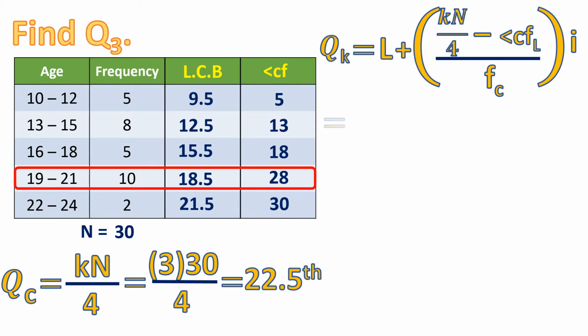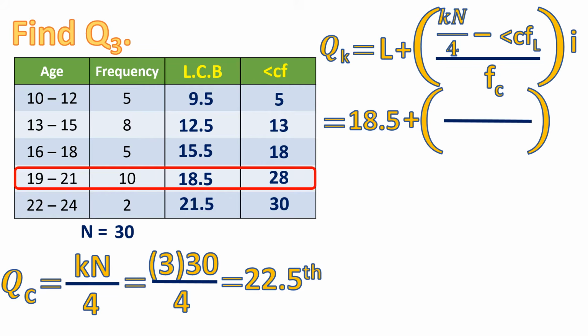And now we can substitute. Our lower class boundary is 18.5 plus kn over 4. The quartile class is 22.5 minus the lower value, the less than cumulative frequency, which is 18, over the frequency of the quartile class, which is 10, times the class size, which is 3. That is 19, 20, and 21. That's 3.